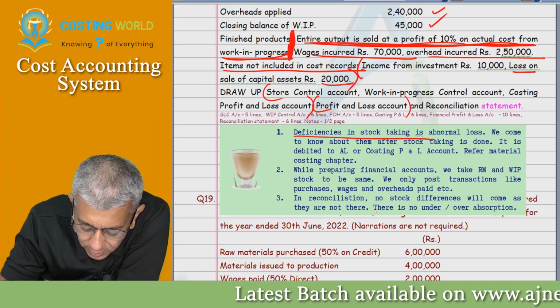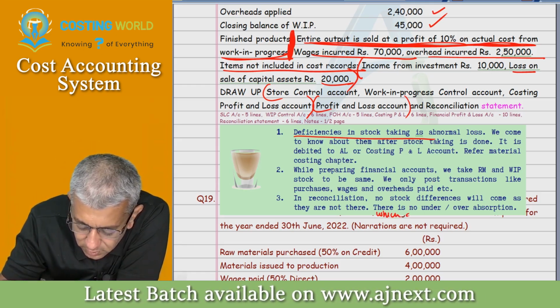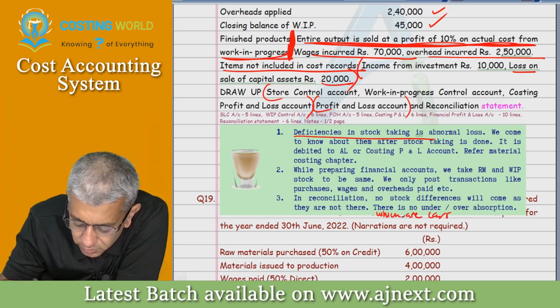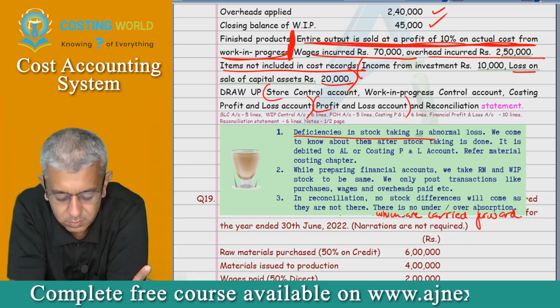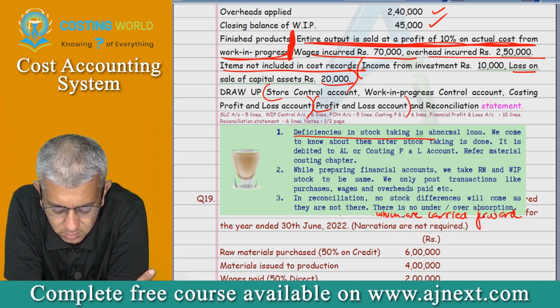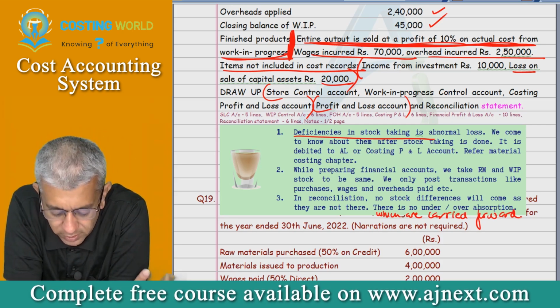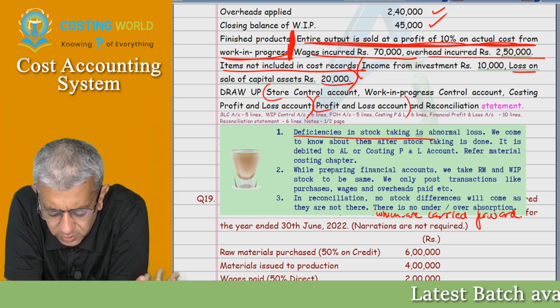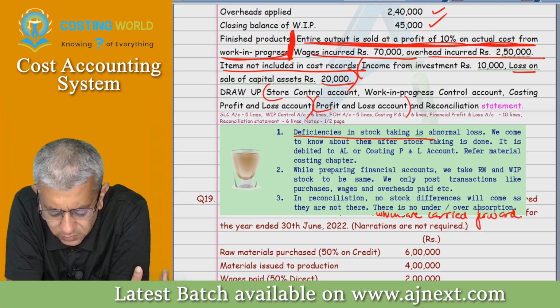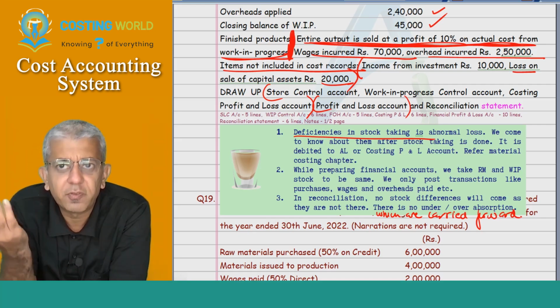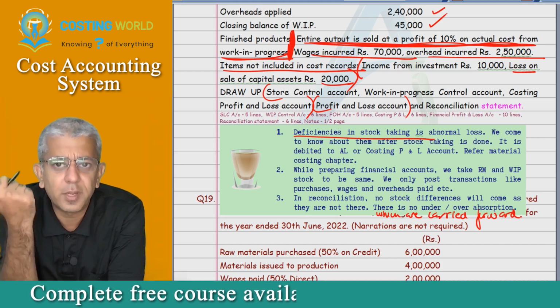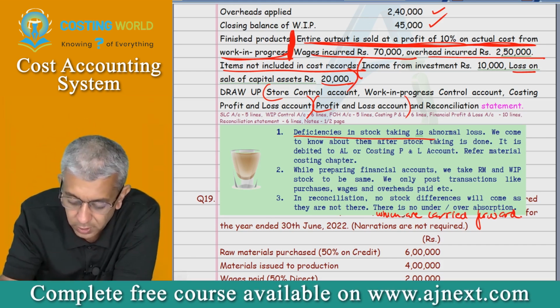You can write down: there is no under or over absorption which is carried forward. Actually, there is under or over absorption, but we are adjusting it, no? So therefore, that difference will not be coming in RICO. That's why I've written there is no under or over absorption which is carried forward. If it will be carried forward, then it comes in RICO. Else it does not come in RICO. Job done.